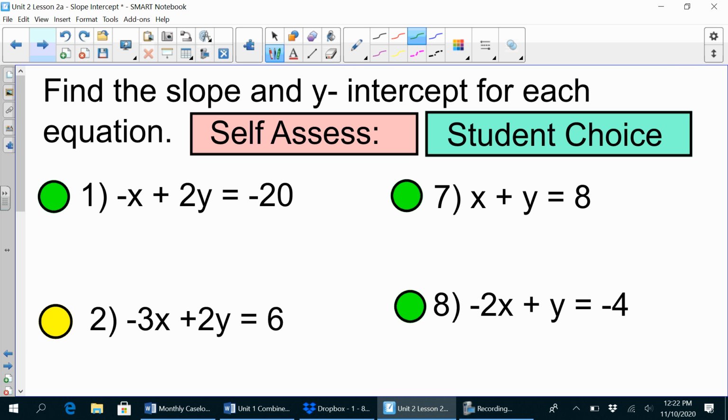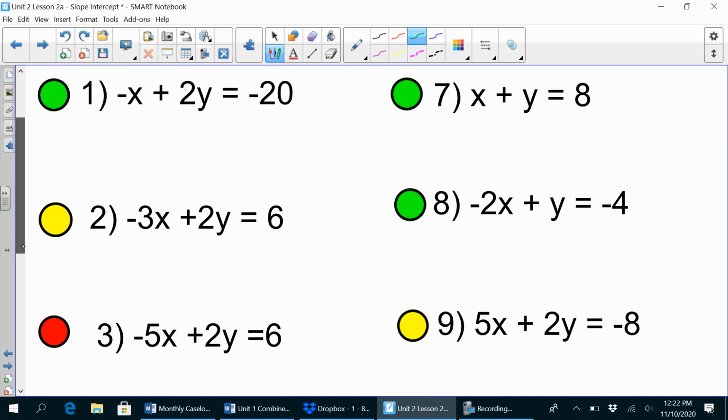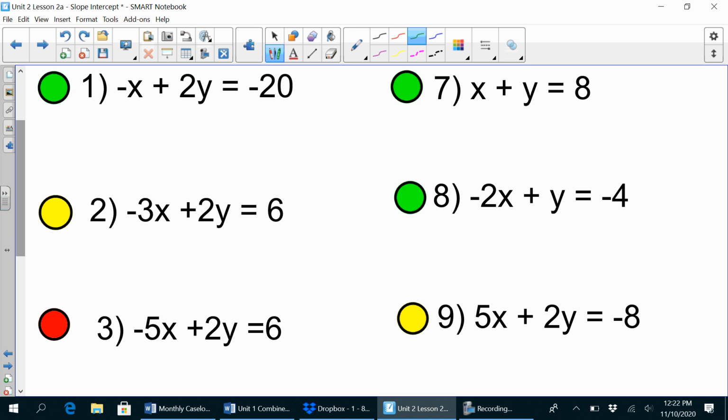Okay? So now you're just going to do some practice where you find the slope and y-intercept for each equation. It says student choice and that you're going to self-assess. We're going to have you work through all of these questions just as practice, and then I will put the answer key up for you to check over it. I won't go through each and every question. I just think that would be a little too repetitive for you. So right now I have numbers 1 through 9 up. I'll pause the video and you're going to work through these, and then I'll walk you through 1 or 2 of them, and then I'll give you the answers.